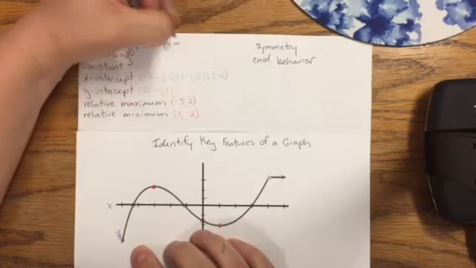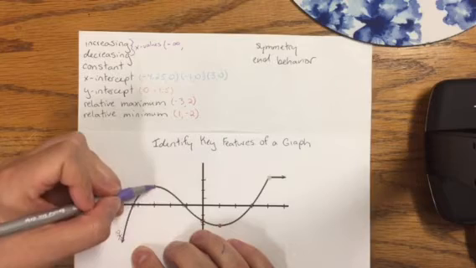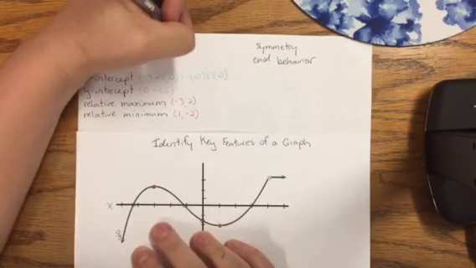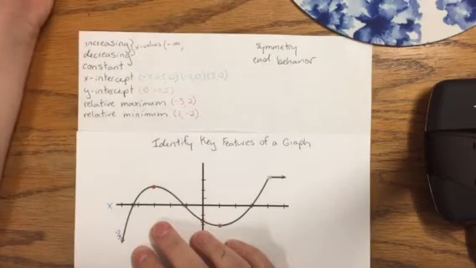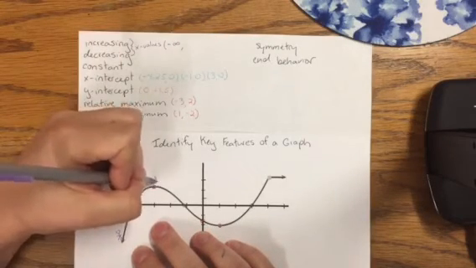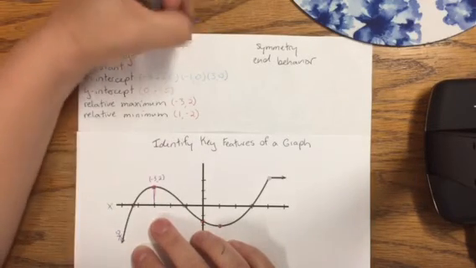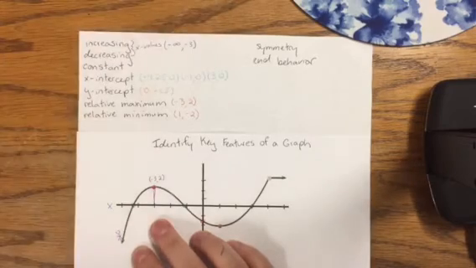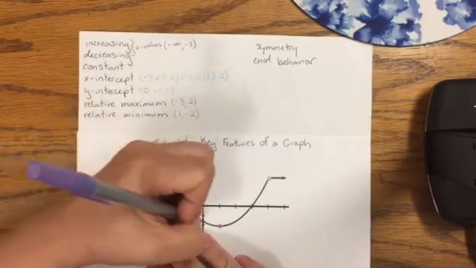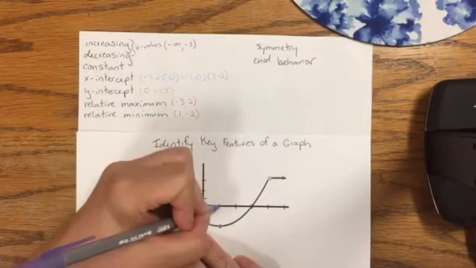So I'm increasing from -infinity until I get to this point right here, which is at (-3, 2). But remember, we only care about the x value, so the x value at (-3, 2) is the 3 right here. So -3. From this point, we start decreasing. If I were to walk along here, I'd be decreasing, and I'm decreasing until I get to this minimum value here.